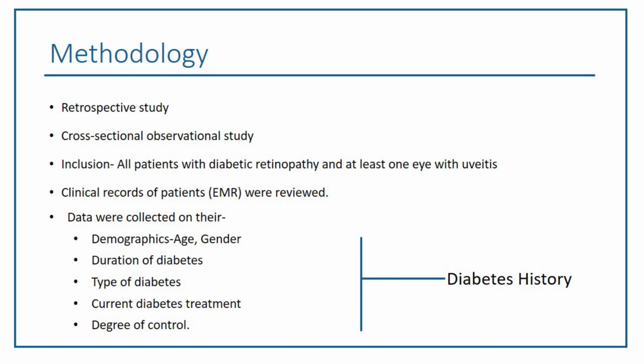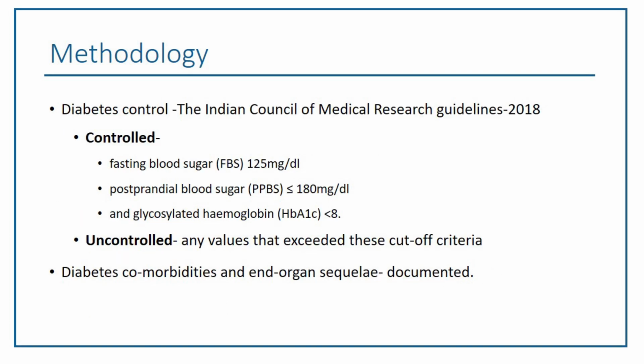Our inclusion criteria was simple. We included all the patients with diabetic retinopathy and at least one eye with uveitis. The clinical records, that is the electronic medical records of all the patients, were reviewed. The data were collected, including the demographics, that is age and gender, duration of the diabetes, type of diabetes, current diabetes treatment, and degree of diabetic control.